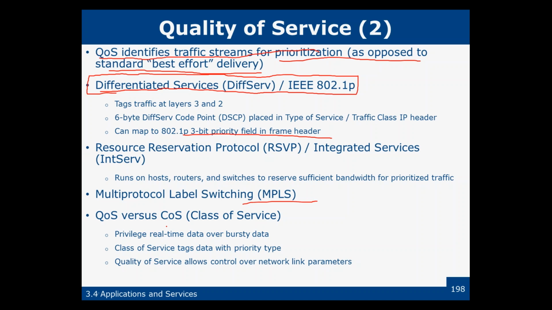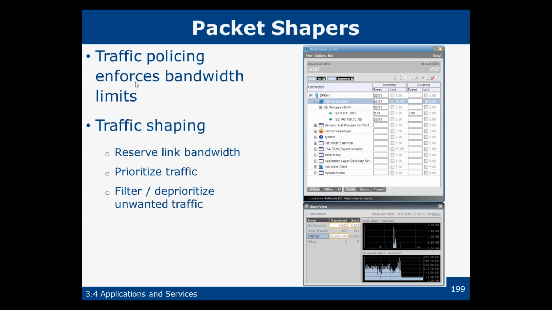Quality of service versus class of service: privileged real-time data or bursty data. The class of service tags the data with a priority, and the quality of service allows control over the network link parameters. There are different things that they can do there.